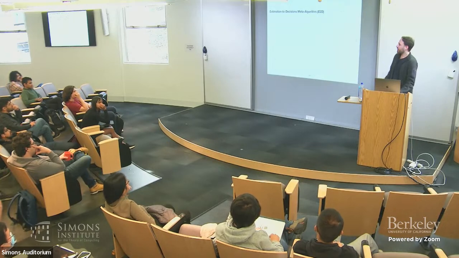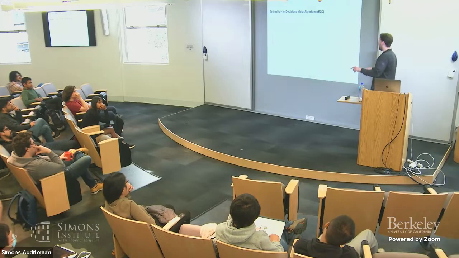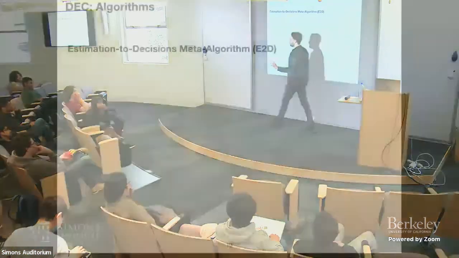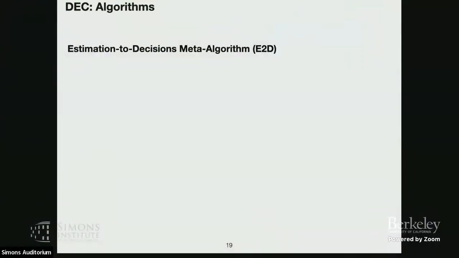Cool. Okay, before I get to that, I just want to give a teaser for the upper bounds. On the upper bound side, there's a simple algorithmic principle associated with the DEC. We call this estimation to decisions. The way to think about this is as a meta-algorithm that lets you lift algorithms for supervised learning or estimation into algorithms that can solve the decision-making problem.